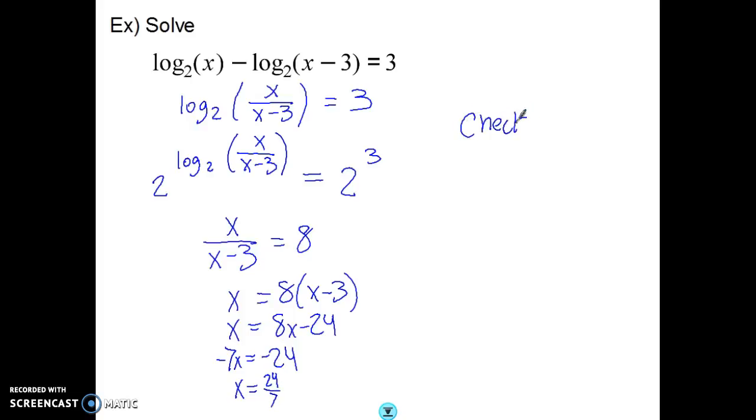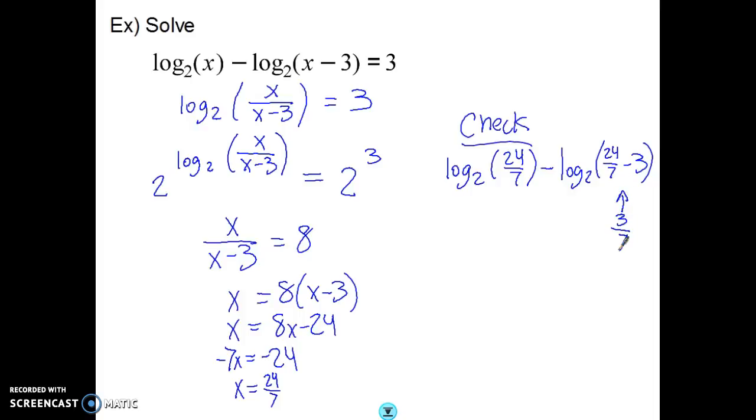Again, we should check to make sure that actually works. So when we go ahead and test it, we will get log base 2 of 24 over 7 minus log base 2 of 24 over 7 minus 3. Well, 24 over 7 minus 3 comes out to 3/7. And 3/7, even though it's a small number, is still positive. It's still greater than 0. We can do both of these logs. So this is actually a valid answer.